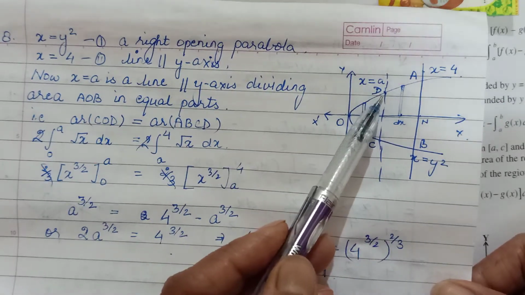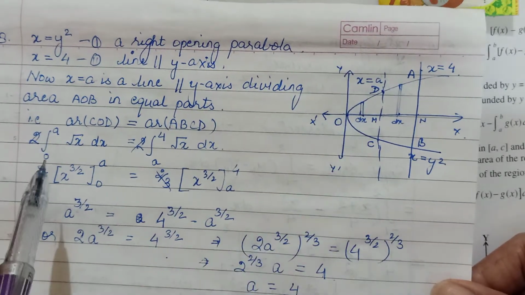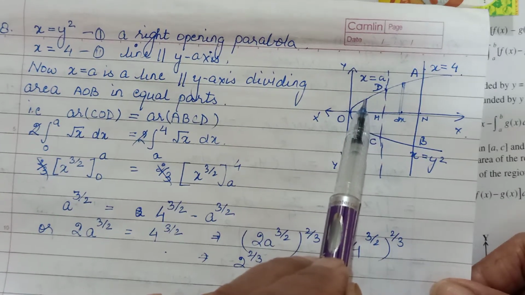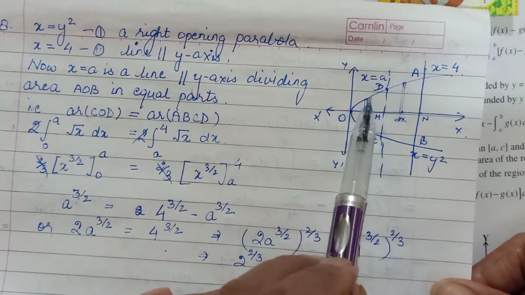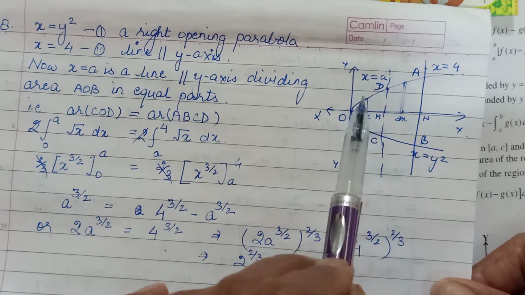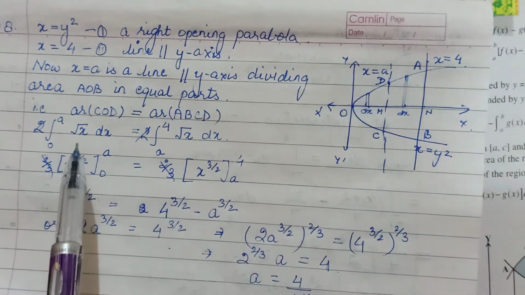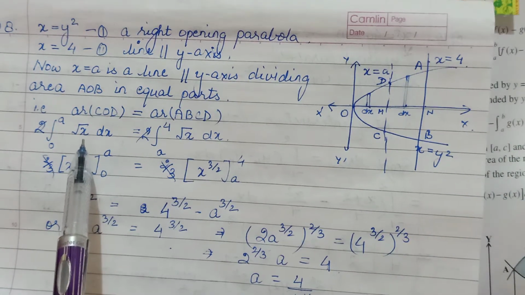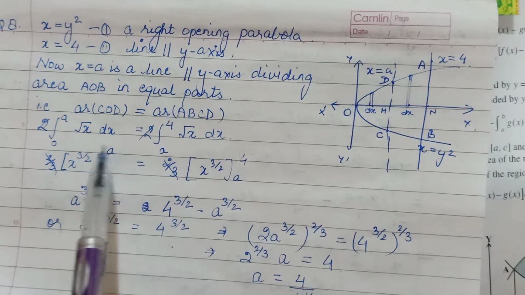So we have to integrate from 0 to a, and the rectangle is going up to the parabola. The height or length of this rectangle will be decided by y of the parabola. The parabola was x equals y squared, so from there y equals under root x. Okay, so we know that.